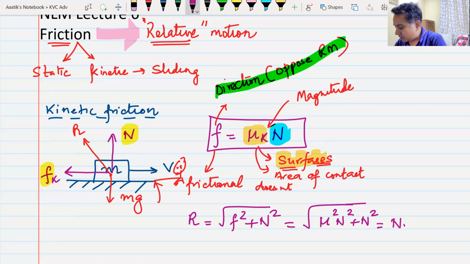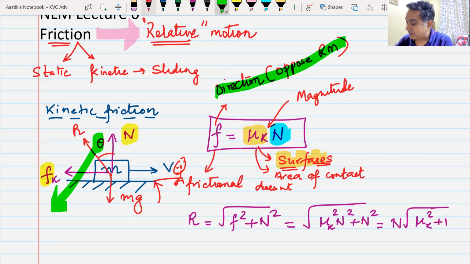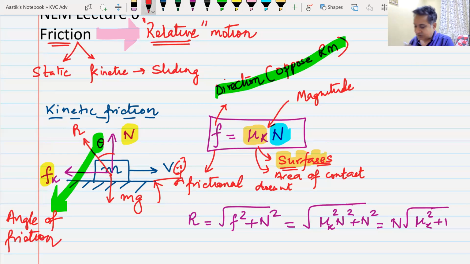I can take N common. I can write it as mu square, and when I write mu, I mean mu k. Mu k square plus 1. Do we understand this? This reaction force makes an angle theta with the normal reaction. This theta is known as angle of friction.